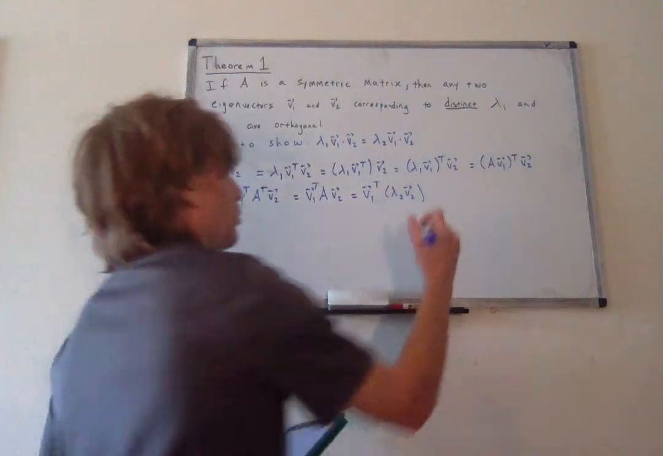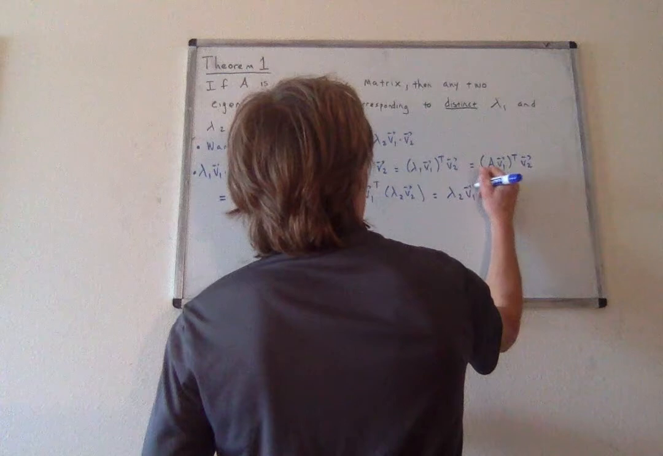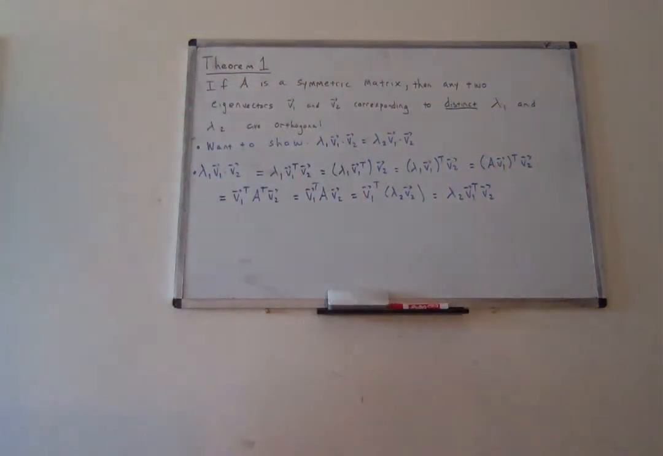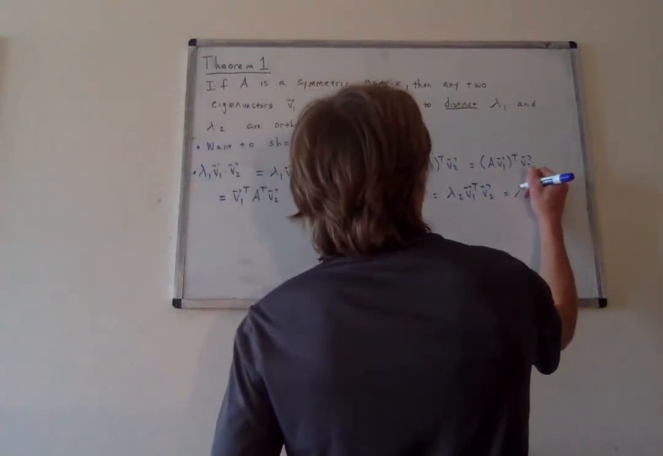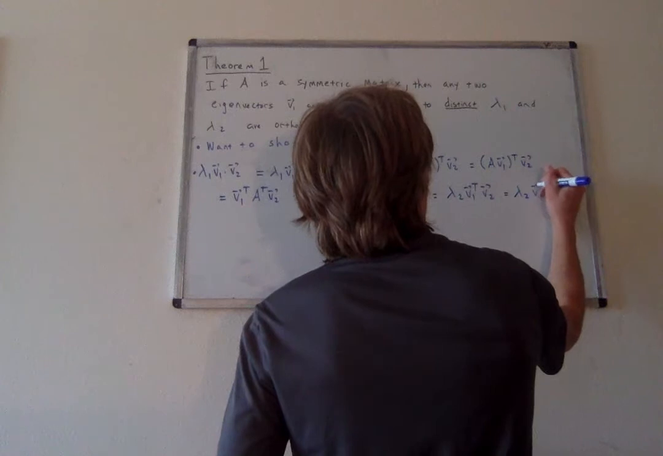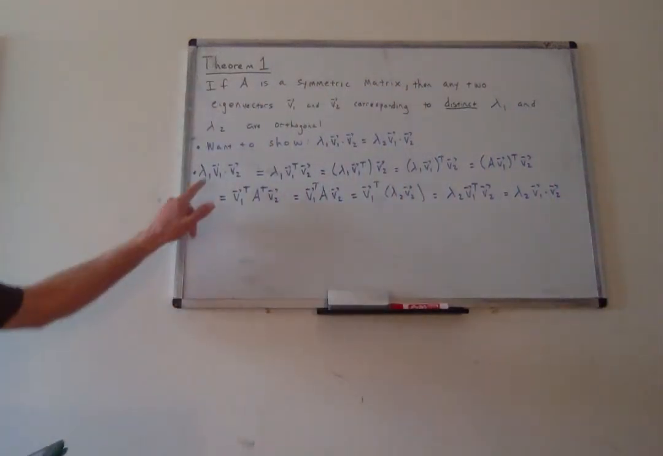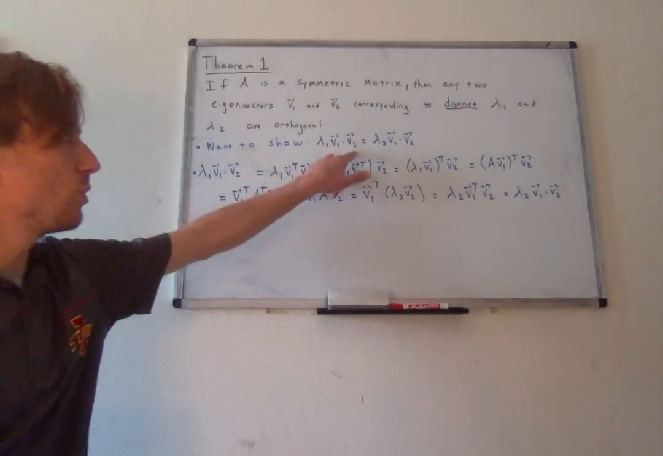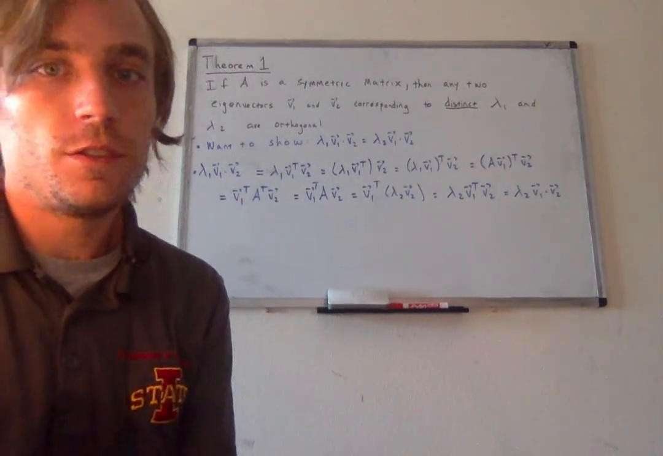Well, since lambda 2 is just a constant, we can factor lambda 2 out, like that. And now we just reapply the definition of a dot product. Following this long string of equal signs, we have shown that lambda 1 times v1 dot v2 is equal to lambda 2 times v1 dot v2.